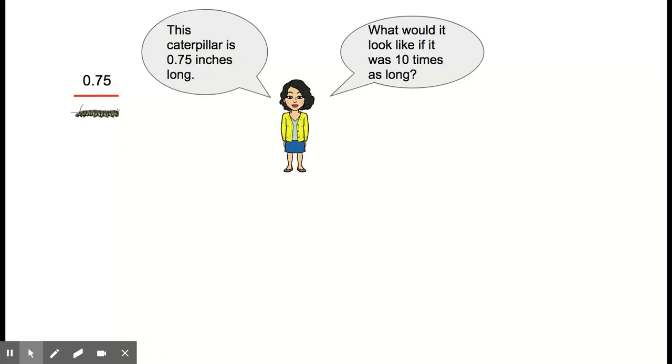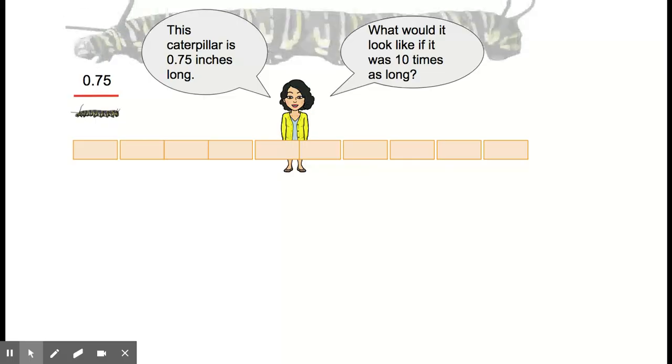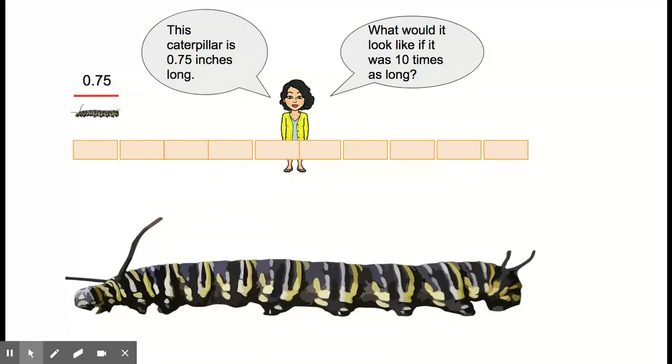What would it look like if it was 10 times as long as that? Well, let's let this box represent the length of one caterpillar. So if I add another box, that would be twice as long, and 3 times, and 4 times, and 5, 6, 7, 8, 9, 10. So these 10 boxes represent how long that caterpillar would be if it were 10 times as long. Oh, that's a huge caterpillar.